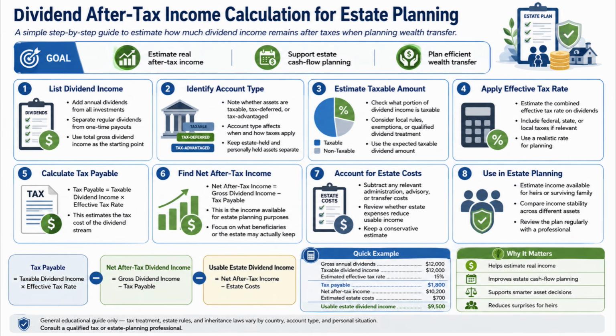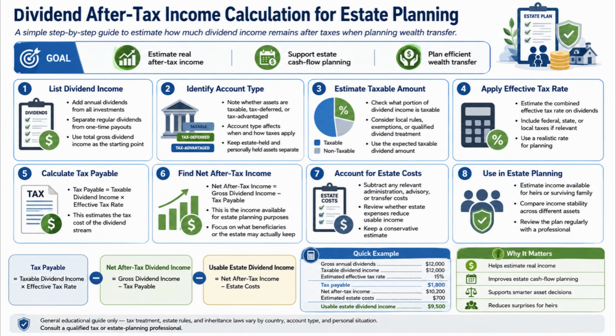Then, use the final result in estate planning decisions. For example, it can help estimate the income available for heirs, compare the stability of income from different assets, and support smarter decisions about which investments are more suitable for long-term wealth transfer. In addition, reviewing the plan regularly with a professional can help keep the strategy aligned with changing tax rules, estate rules, and family needs. To make this simple, let's look at a quick example.